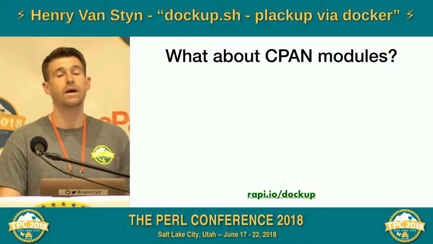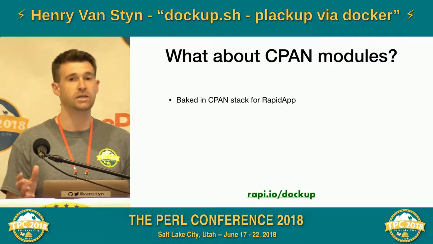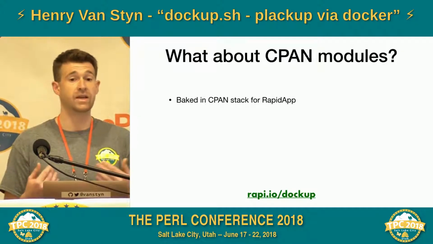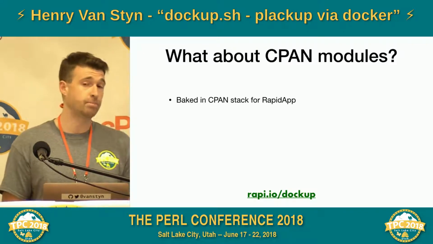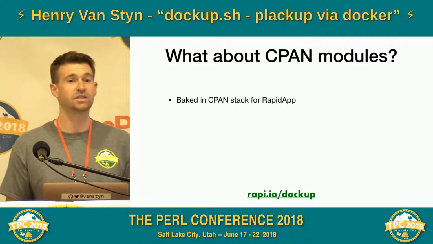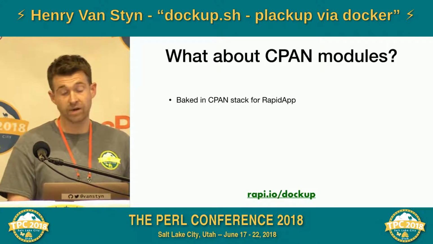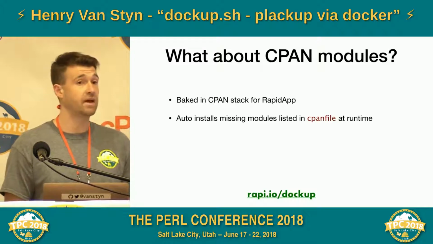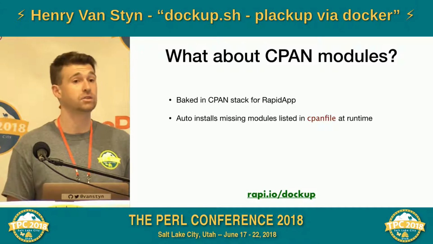So what you may be asking is, what about CPAN modules? Because it is a Docker Hub image, everything is already baked in. There's already a complete stack installed that you use, and again, the stack for this is based on Rapid App. Rapid App pulls in Catalyst, and Catalyst already installs most of CPAN, so chances are the module you need is already in there. However, if it isn't, you have two simple options. One, you can include a cpanfile in your app directory, and any missing dependencies are automatically installed at runtime.